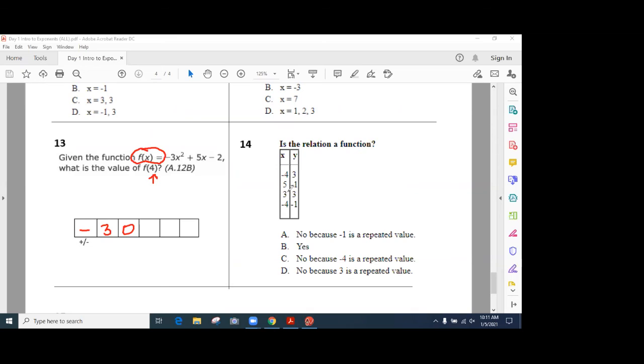Do y'all remember how to tell if this is a function? The X's are not allowed to repeat. So you only look at the X's right here. Do any of the X's repeat? Yeah, the 2 negative 4s, so that's no.